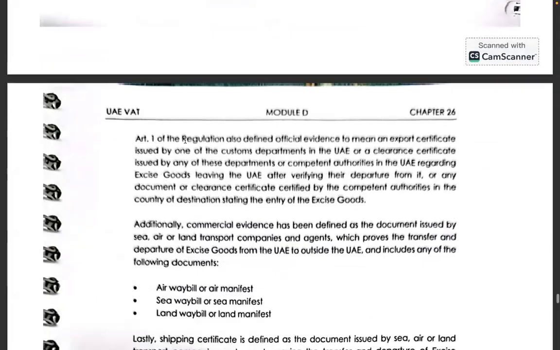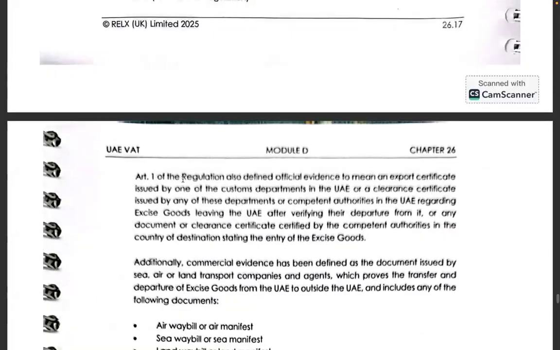Article 1 of the excise tax regulation also defines official evidence to mean an export certificate issued by one of the customs departments in the UAE, or a clearance certificate issued by one of the departments or competent authorities in the UAE regarding excise goods leaving the UAE after verifying their departure from it, or any document or clearance certificate certified by the competent authorities in the country of destination stating the entry of the excise goods.